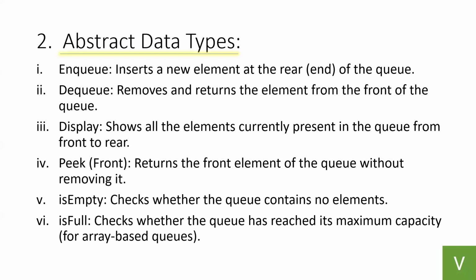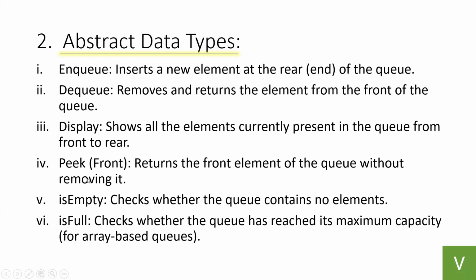Now let us look at the various abstract data types in queues. The first one is enqueue. This is used to insert a new element at the rear end of the queue. The second one is dequeue. It removes and returns the element from the front of the queue. So the front node gets deleted.